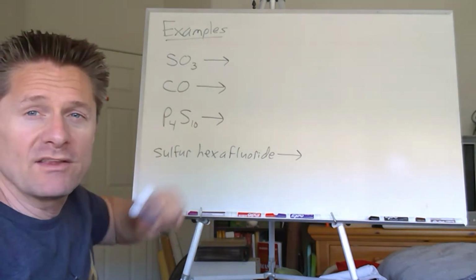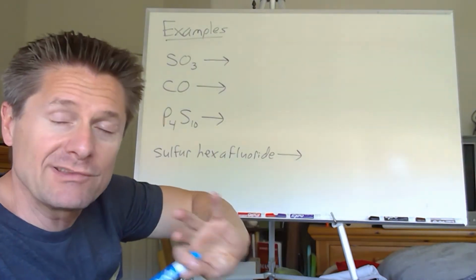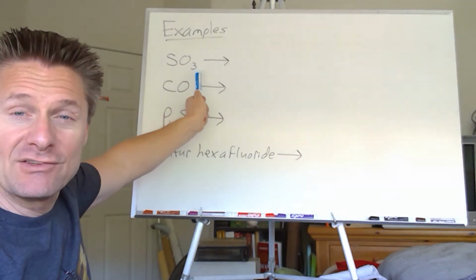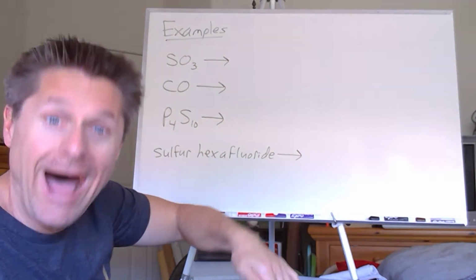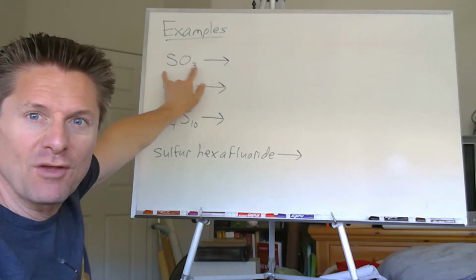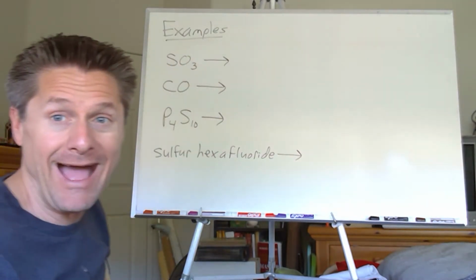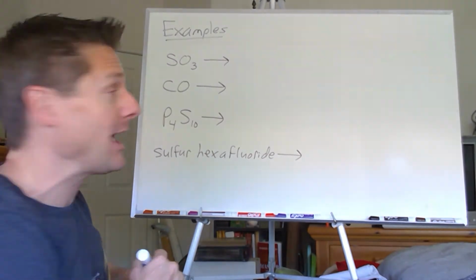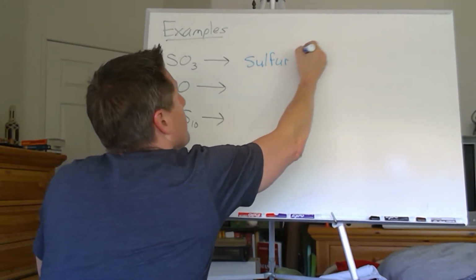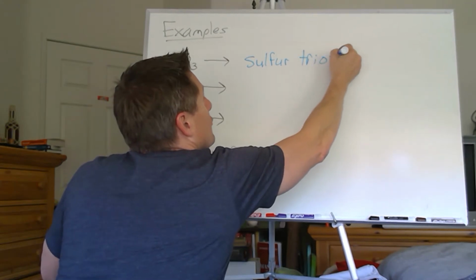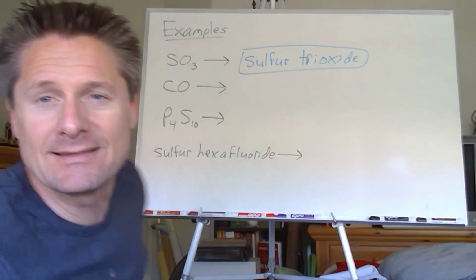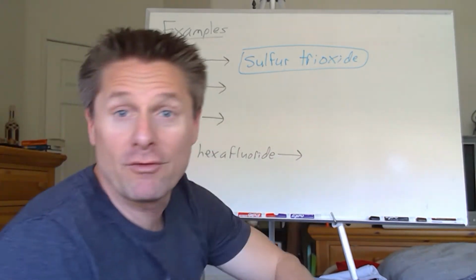Remember, there's only 1 sulfur, so we don't go monosulfur. We just leave it as sulfur. So we're going to go sulfur, and then we've got 3 oxygens, sulfur trioxide, right? If it was an ionic compound and we treated it that way, it would be sulfur oxide, but we have to use the tri to separate it from a type 1 ionic compound. So I'm going to go sulfur trioxide. Easy stuff, right? And again, don't include mono for the first element.